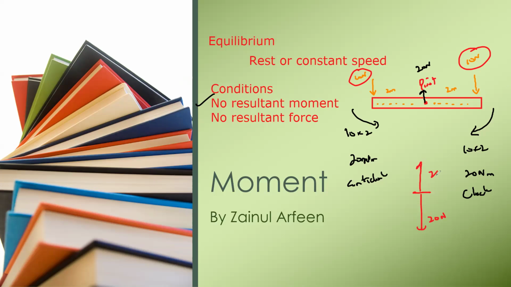And the force from the pivot is also 20 Newton. So what is the resultant force? The resultant force is also 0. So the two conditions of equilibrium are fulfilled here. So I can say that this object is in equilibrium, or balanced. Is it clear?